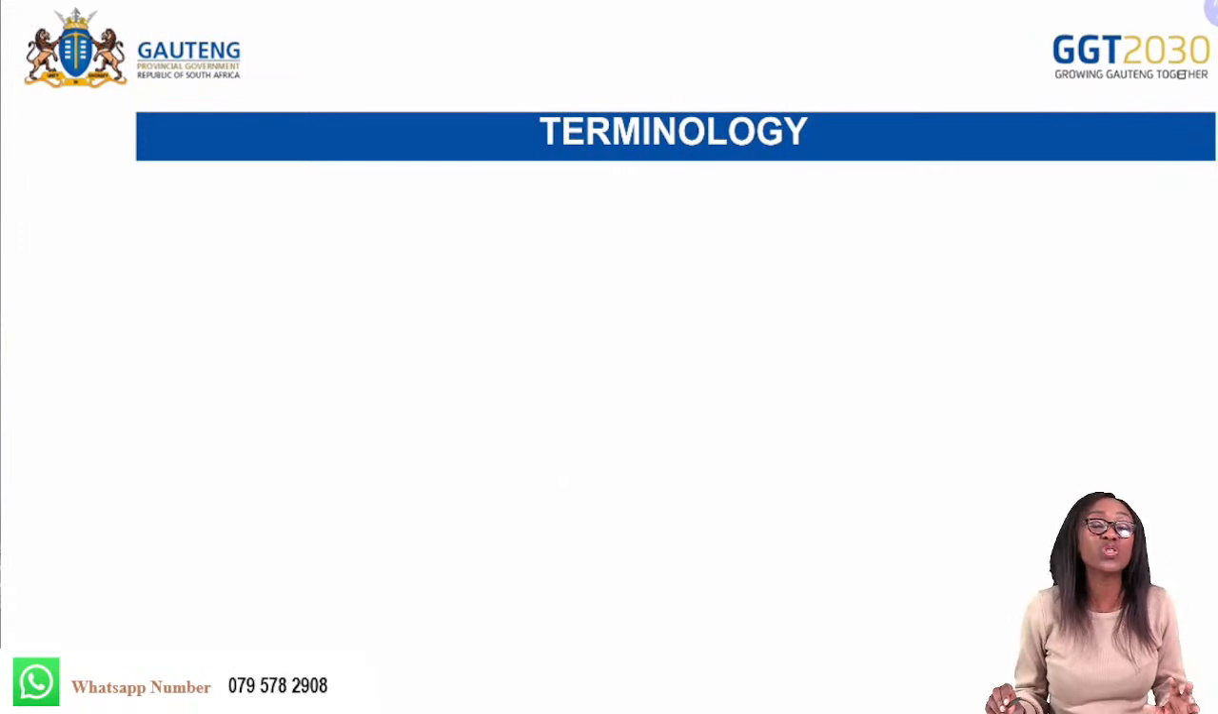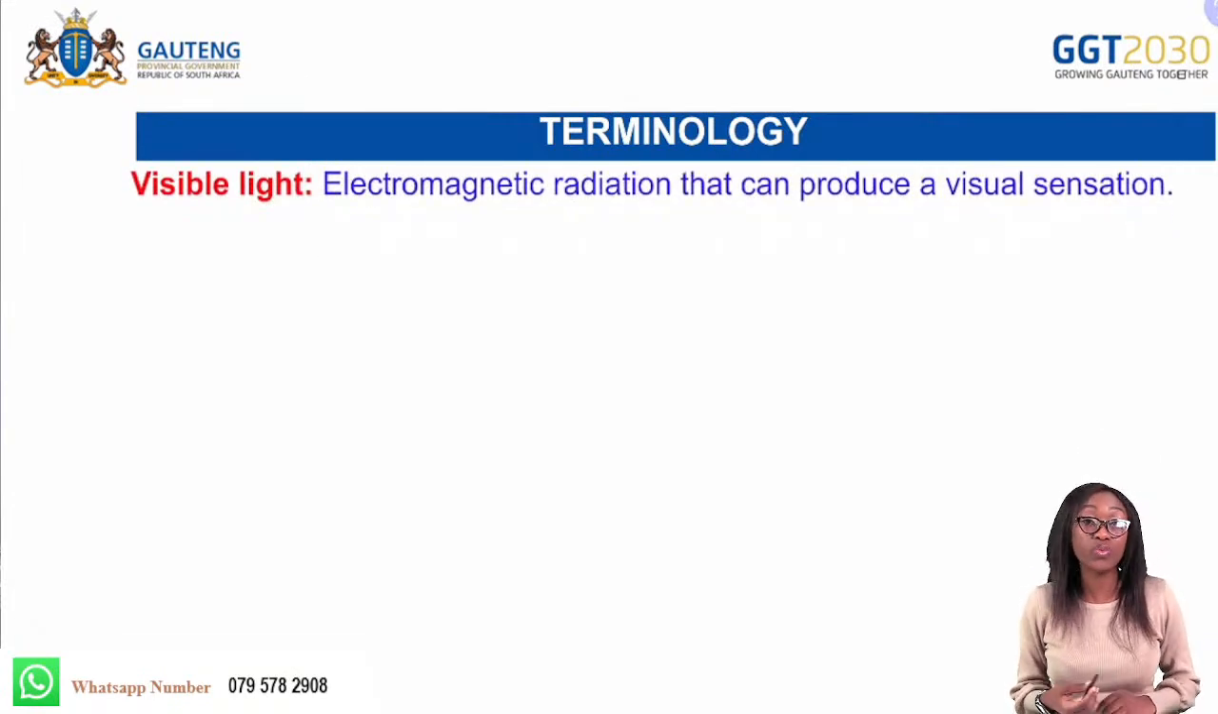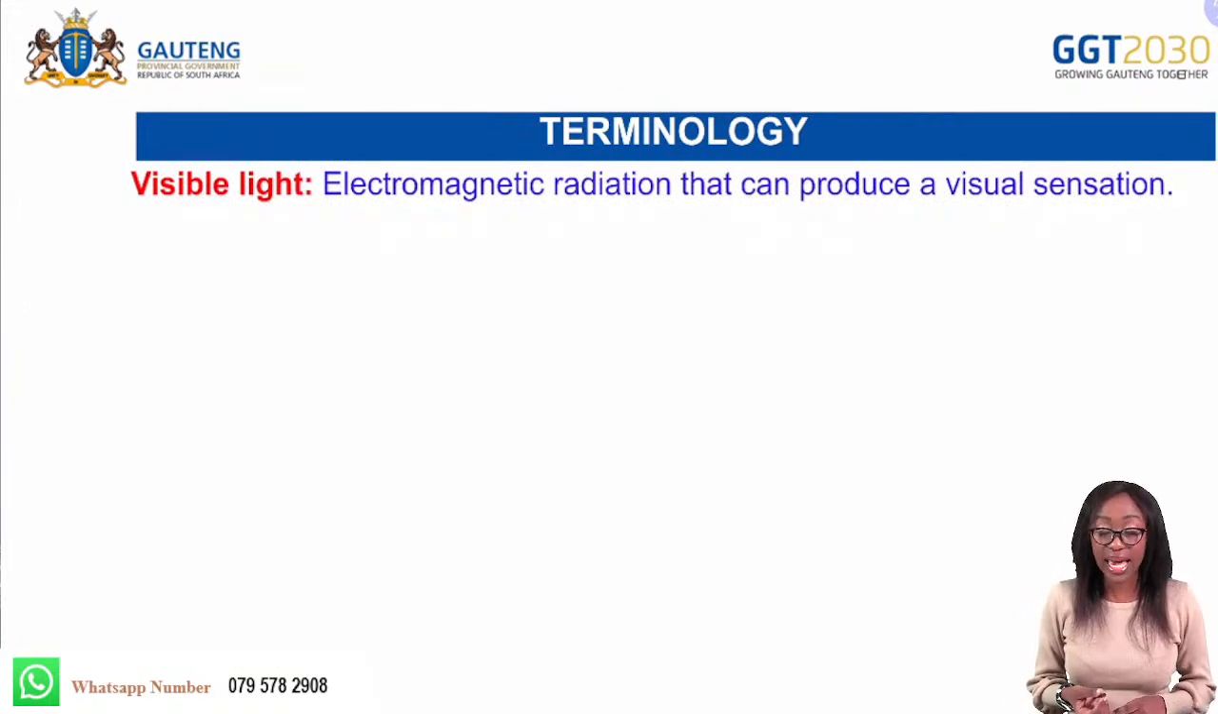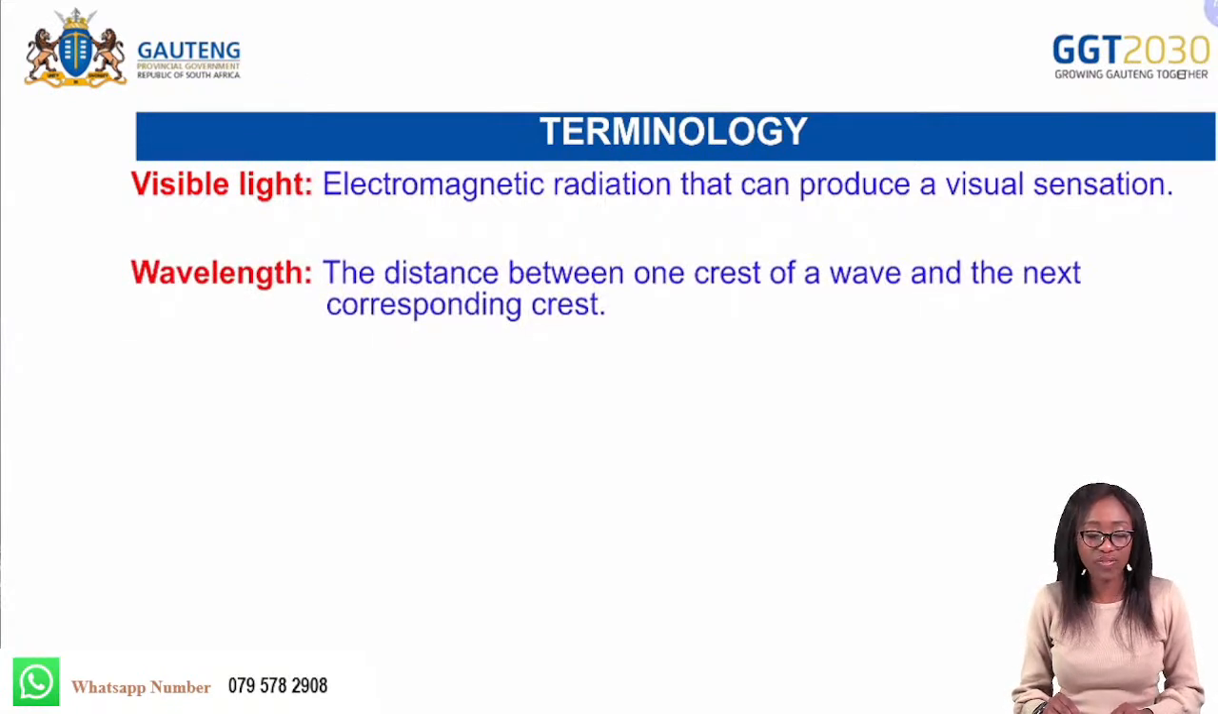Now let's move on to terminology. These are the important terms that we're going to come across during the course of the lesson. They'll help us to better understand what the different concepts mean. So let's start with the first one, which is our main topic, visible light. What is visible light? Visible light can be defined as electromagnetic radiation that can produce a visual sensation. The next one is wavelength. What is wavelength? Wavelength is the distance between one crest of a wave and the next corresponding crest.